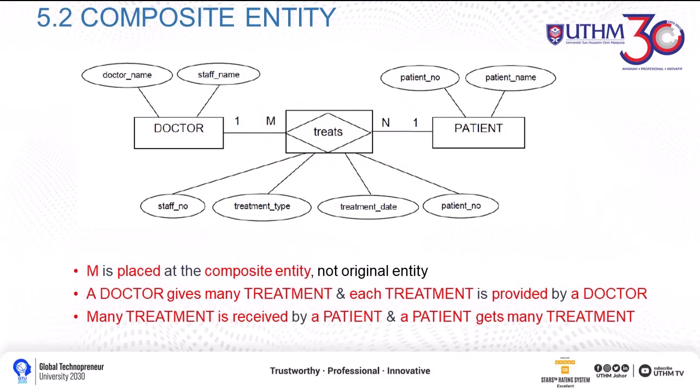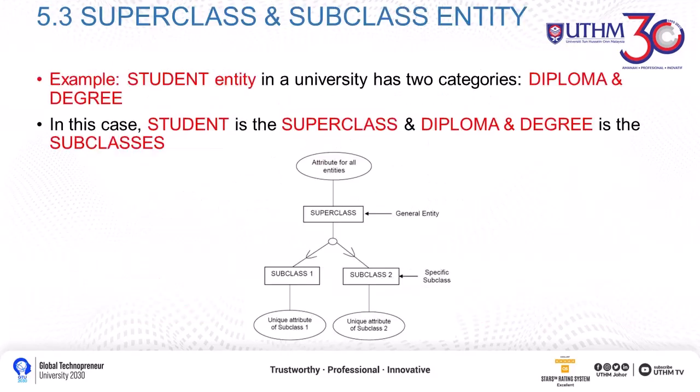So, how do you read this new relationship? A doctor can give many treatments, and each treatment is provided by one doctor. Many treatments are received by a patient, and a patient gets many treatments. I hope you understand the difference between the weak, strong, and composite entities.